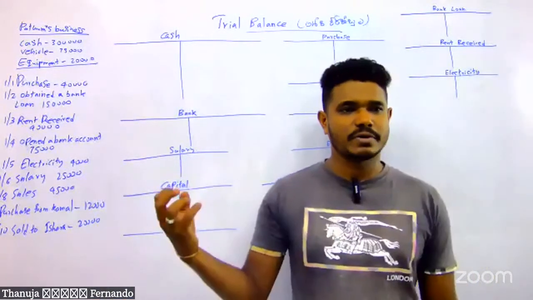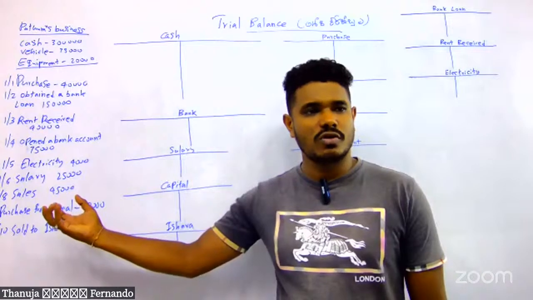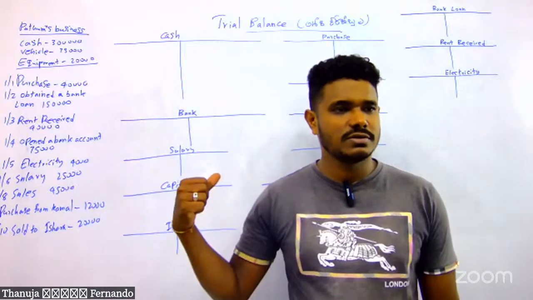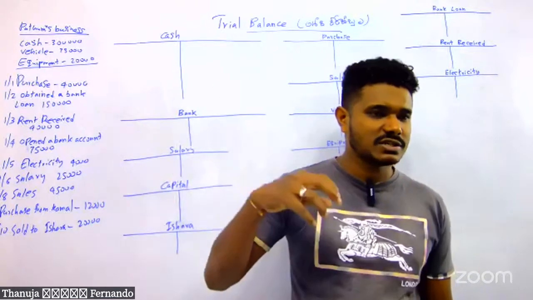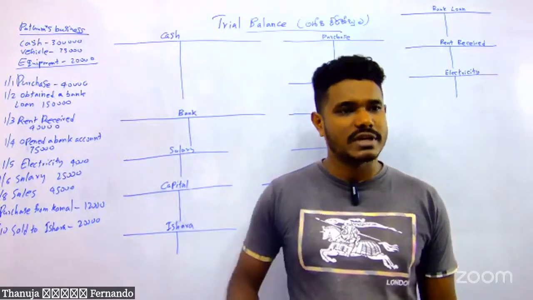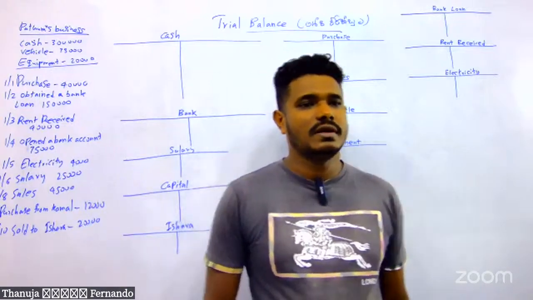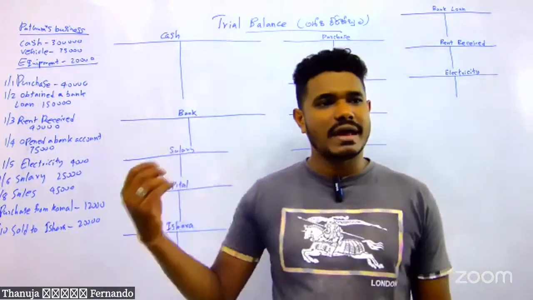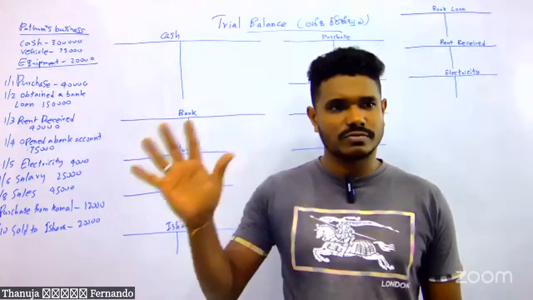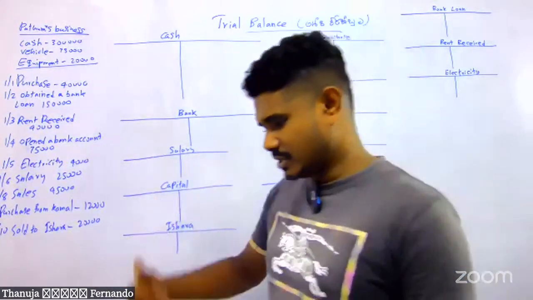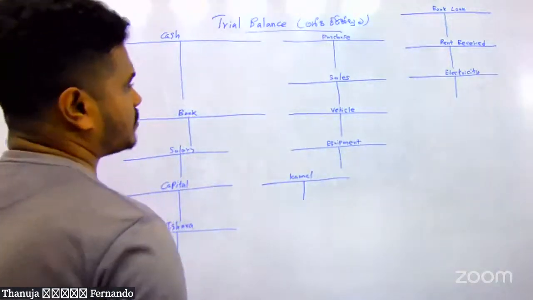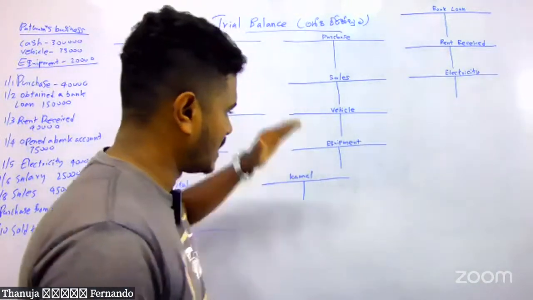What is the first step? First one, transaction. We record these transactions in source documents. Then we record these transactions into prime entry books. Then we record into ledger accounts. Then we balance off the accounts. Then we prepare the trial balance, right? I think you know about it up to the balance of the accounts.